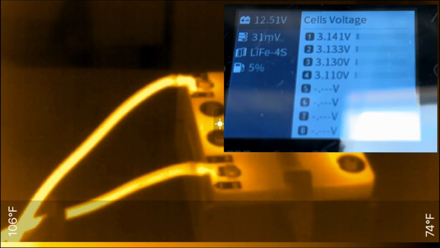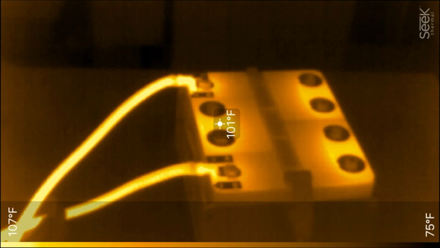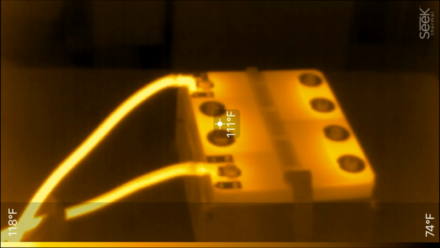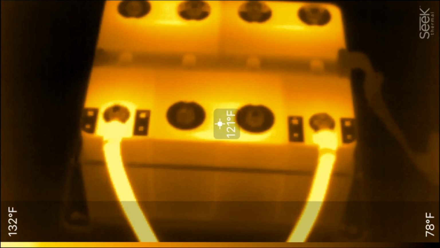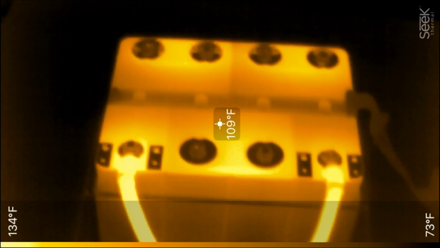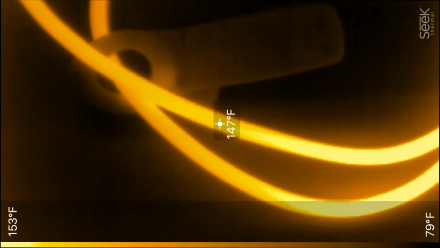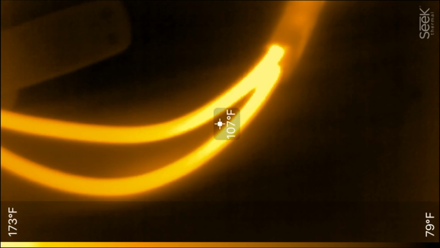What are we at? We're 2 minutes in, and the cells are holding at 3.1. Camera. So 122 degrees. Now look at that, the 2-gauge pure copper cables, especially on this connector over here, are like 170. But the cable says like 143.